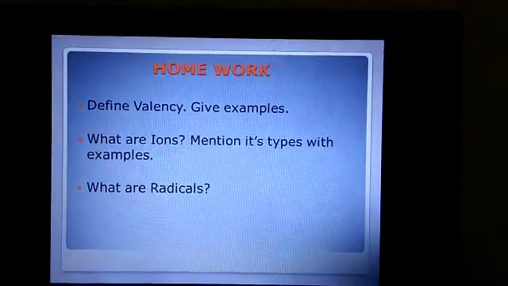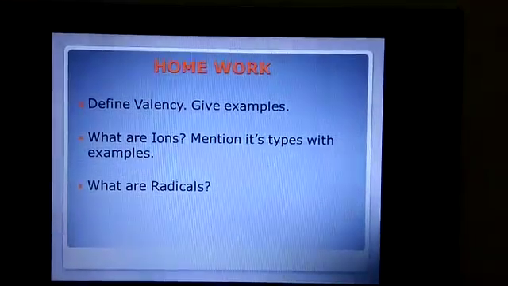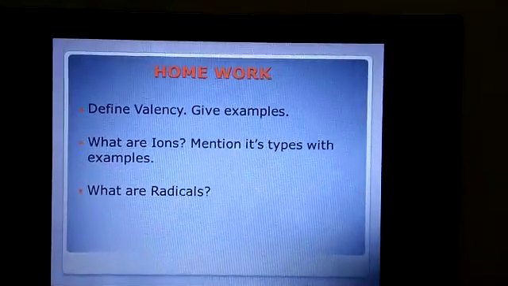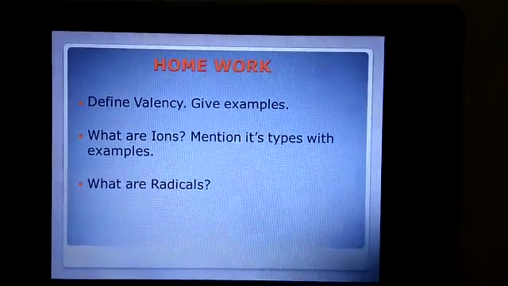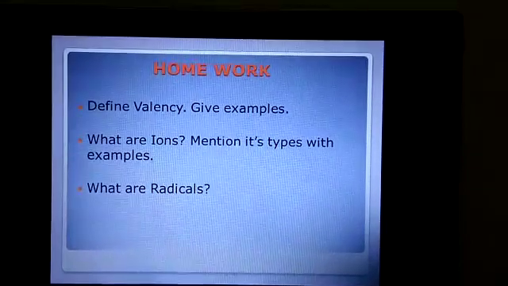And the tables given in your textbook regarding radicals, ions and valency, you will also draw those tables in your notebook.